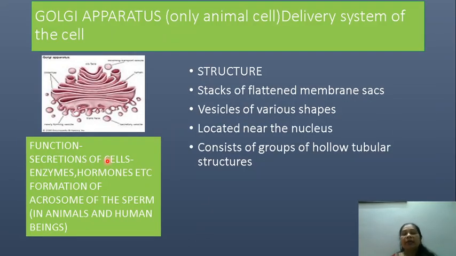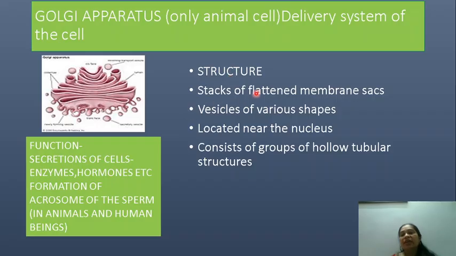Moving on to the next part, the Golgi apparatus. Now, this Golgi apparatus is only present in the animal cell. It is not present in the plant cell. Now, why is it present? It is a delivery system of the cell, to transport the secretions of the cell. Enzymes, hormones and all which are present in the animal cell have to be transported. So it is like a transport system, like a delivery system.